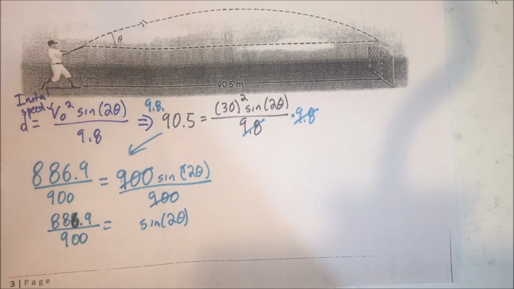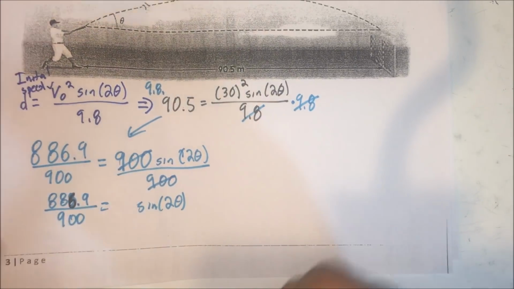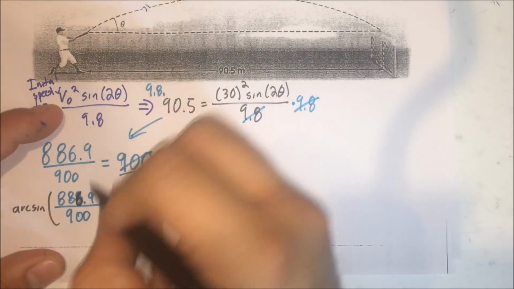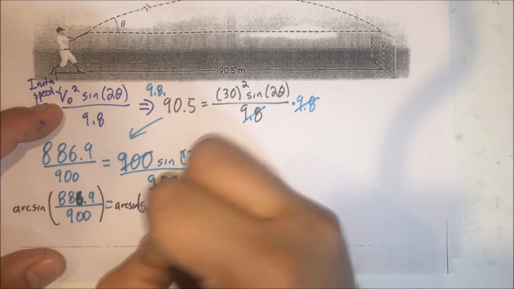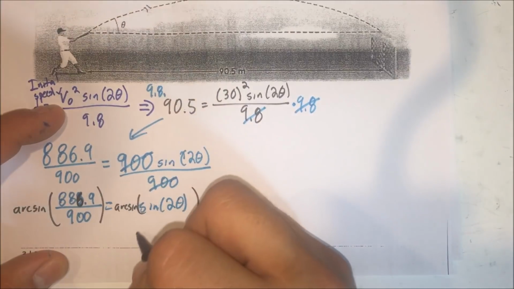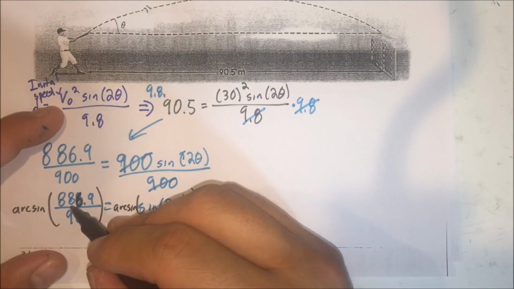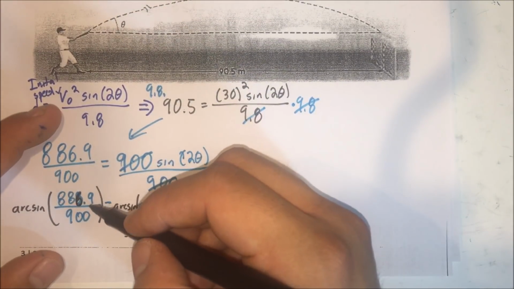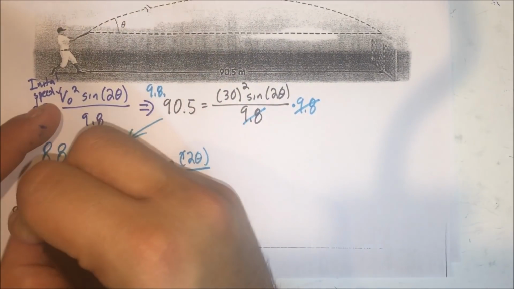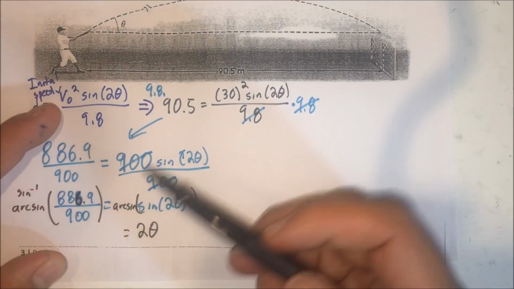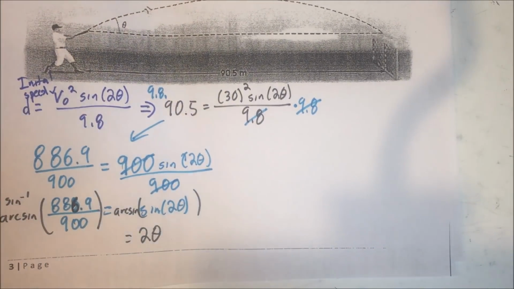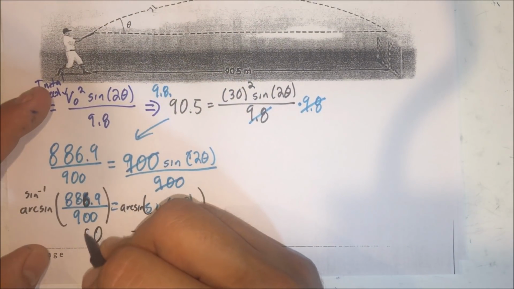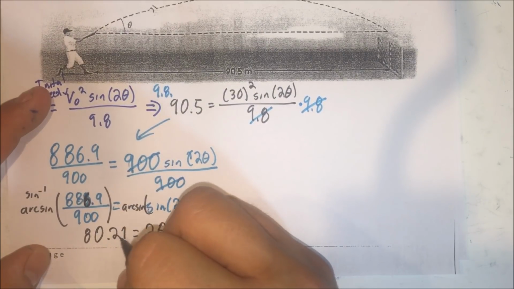Okay, so now how do I get rid of the sine? Of course, to get rid of a sine, I take the arc sine. So I take the arc sine of both sides, and the arc sine, as we know, gets rid of the sine. So we get that 2 theta is equal to the arc sine of 886.9 over 900. You need a calculator to do that. It's the second sine, or sine to the negative one, and these mean the same thing. If I enter that in, make sure your calculator is in degree mode, that's going to be 80.21.